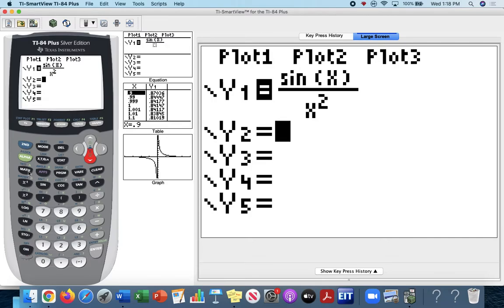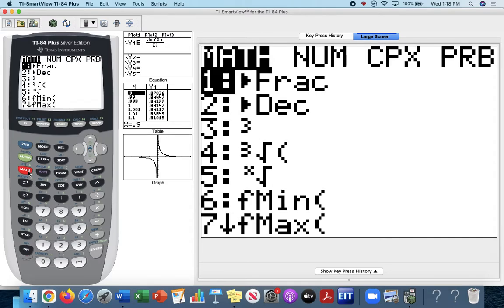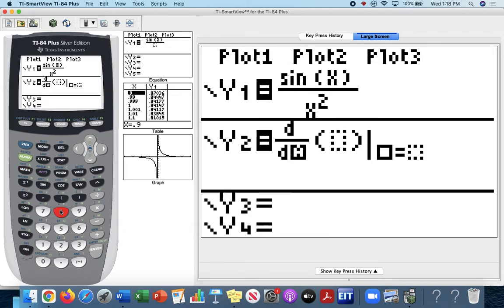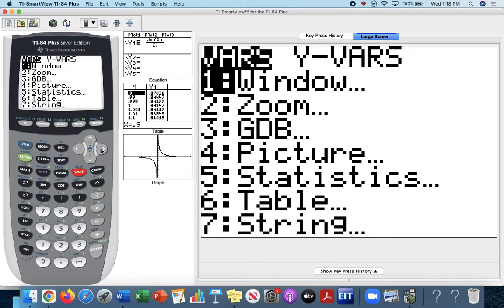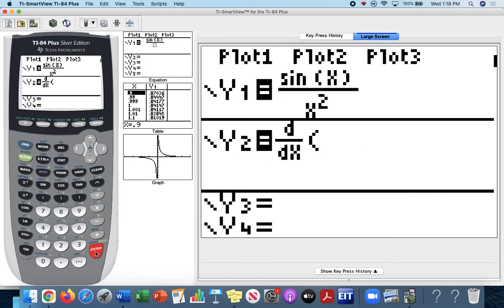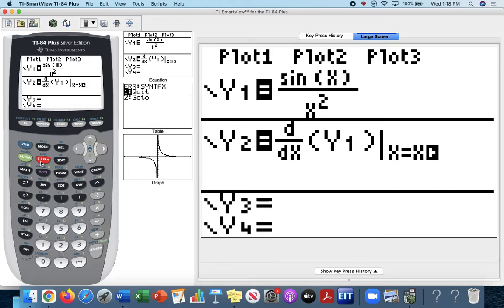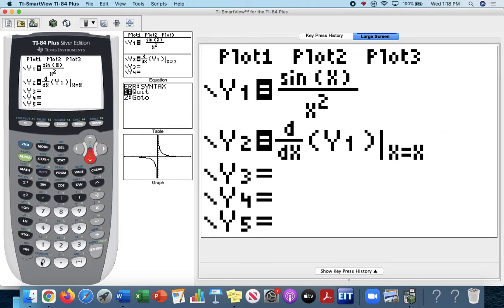So I want the calculator to graph the derivative. It's in the math button, and it's number 8. We want to graph the derivative for all values of x. My function is in y1, and I want to graph all the values of the derivative. Then we want to know when the derivative is equal to 0, so I do need a function that has 0. I'm going to plug 0 into y3.